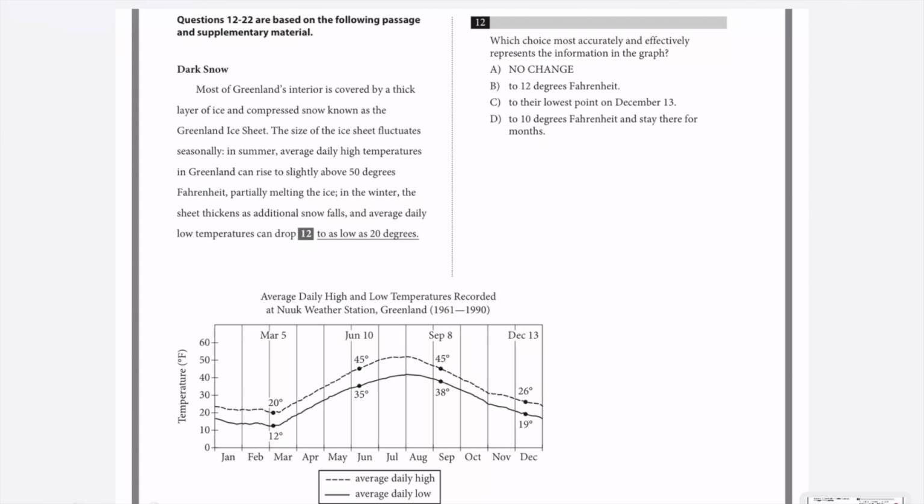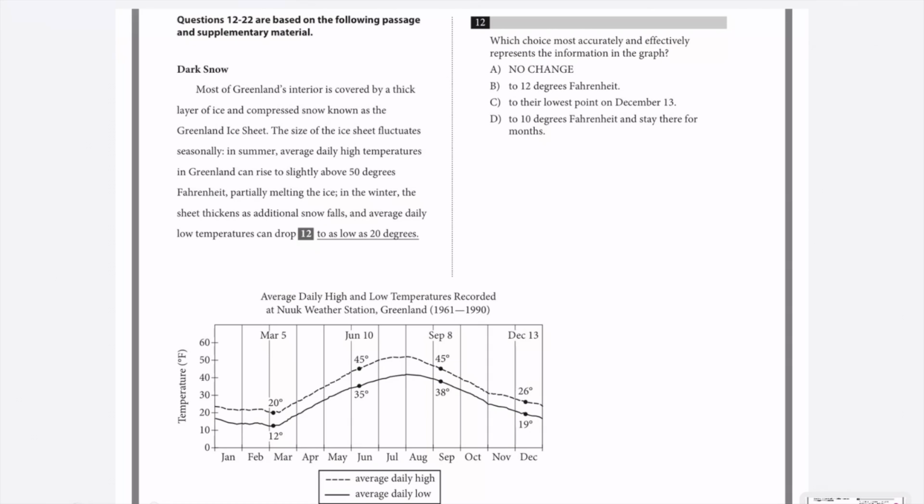It says, most of Greenland's interior is covered by a thick layer of ice and compressed snow known as the Greenland ice sheet. The size of the ice sheet fluctuates seasonally. In summer, average daily temperatures in Greenland can rise to slightly above 50 degrees Fahrenheit, partially melting the ice. In the winter, the sheet thickens as additional snow falls, and average daily low temperatures can drop to as low as 20 degrees.